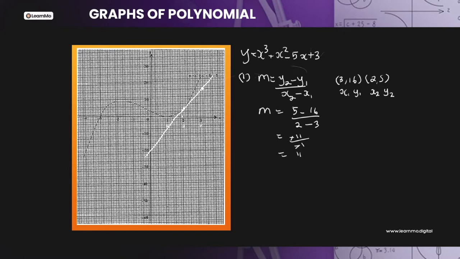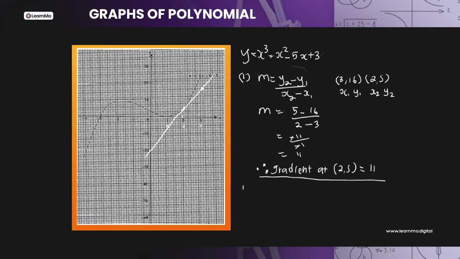So you say, therefore, the gradient at 2, 5 is equal to 11. There, you are done with the first part of the question.